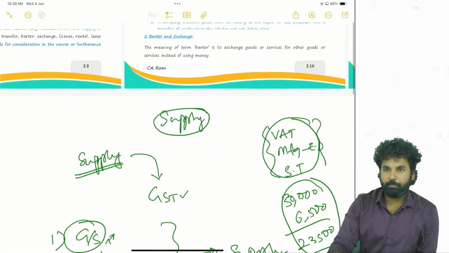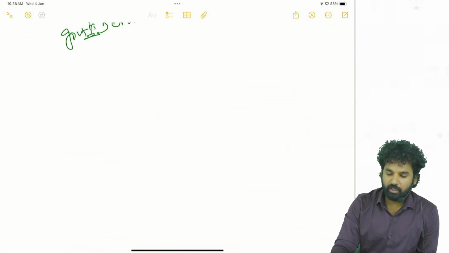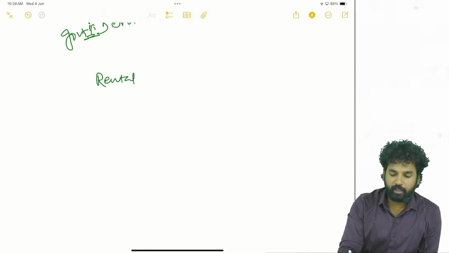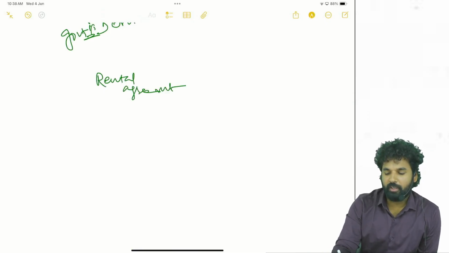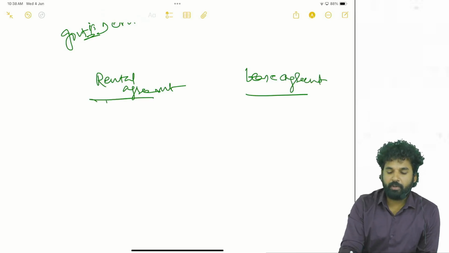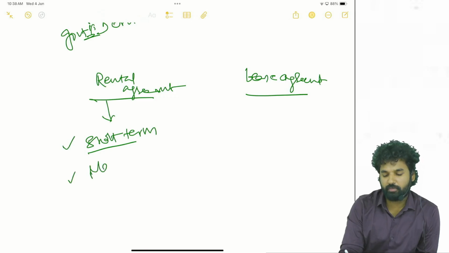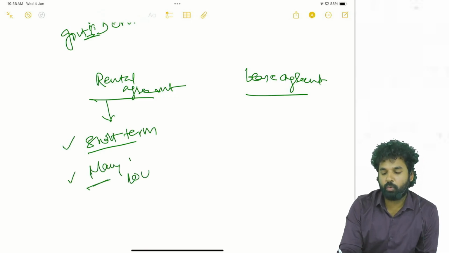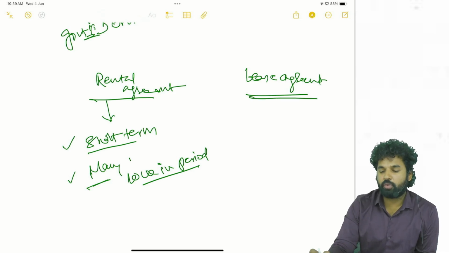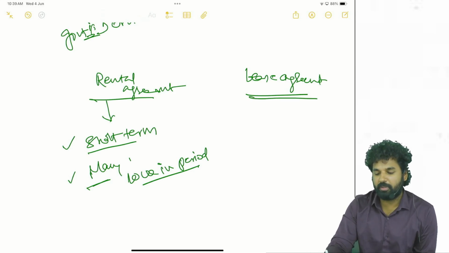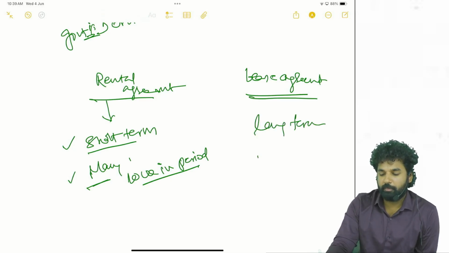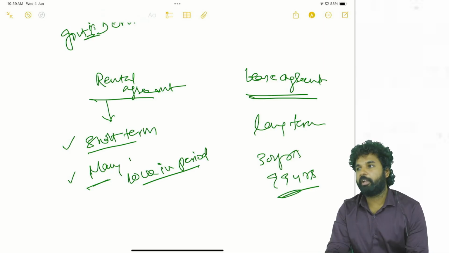Per annum, per month. So actually, rental agreement may be there. Lease agreement may be there. Rental agreement generally for short term, and there are no many restrictions. Many restrictions means no much lock-in period. When it comes to lease agreement, there will be a lock-in period. That means it is a long-term agreement. It may be for 30 years. 99 years lease also there.